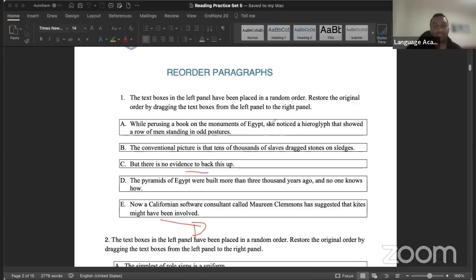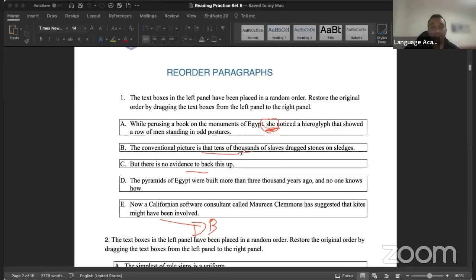While pursuing a book, she noticed. A lot of you put A after D. Who is she? I still don't know because he hasn't talked about any person yet. The right answer here will be option B. The conventional picture means the basic picture of Egypt or of these pyramids. It shows that tens of thousands of slaves dragged stones on sledges. So basically they drag the stones on sledges and they just put it over there. D, A won't be right because you still don't know who that she is. Okay, so you can't put it after D. All right, clear? So the right answer will be B.